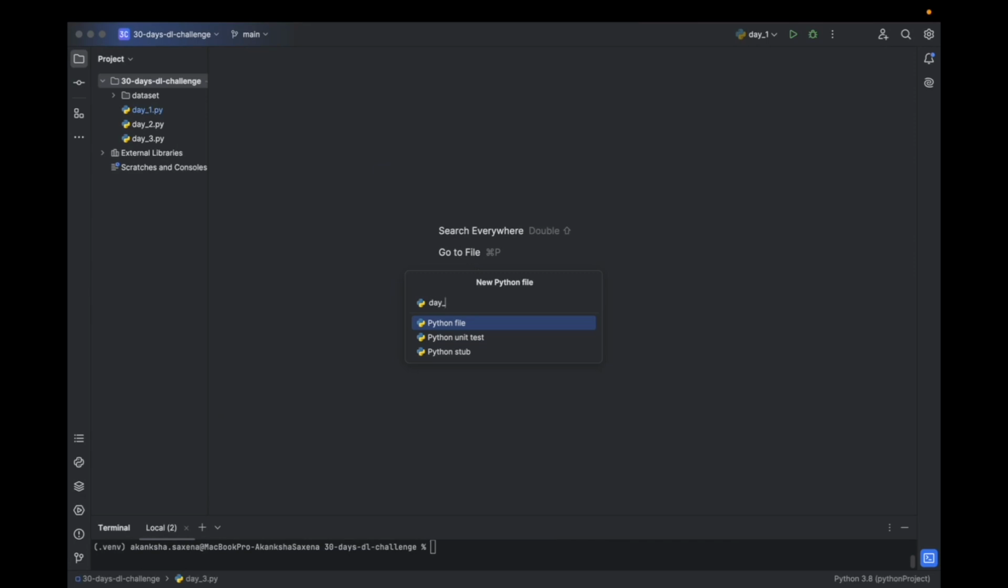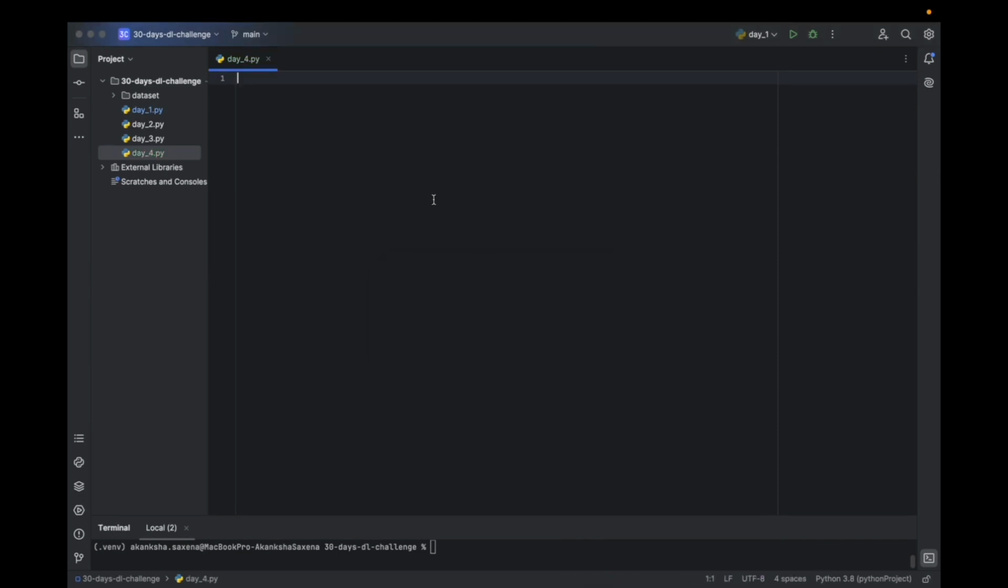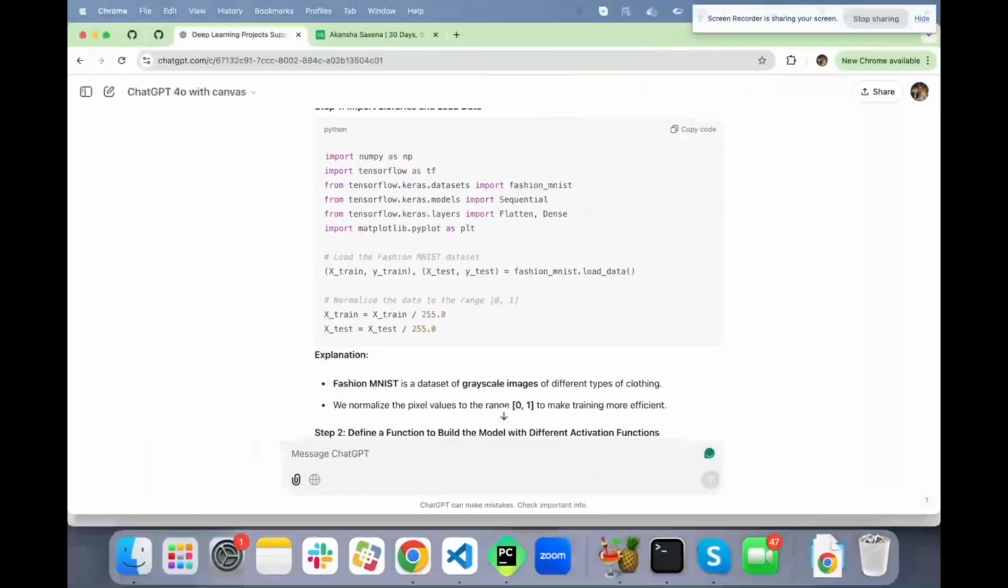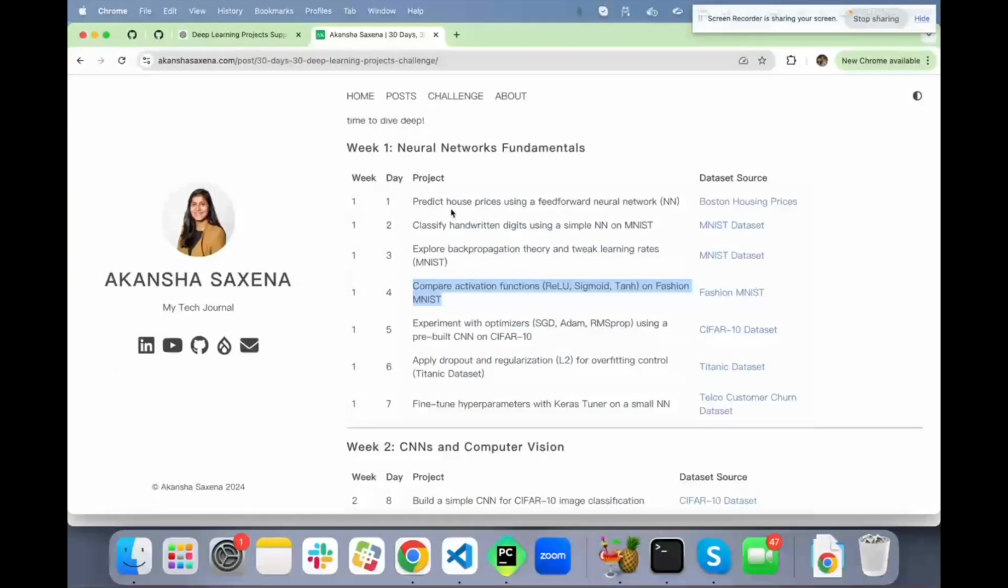So let's say it is day4.py. Add it to our repository. Mention what the problem is about. The problem is about comparing the activation functions.